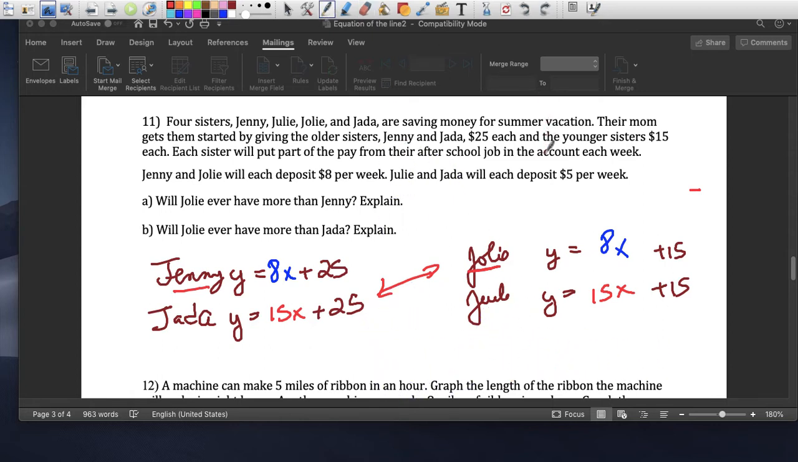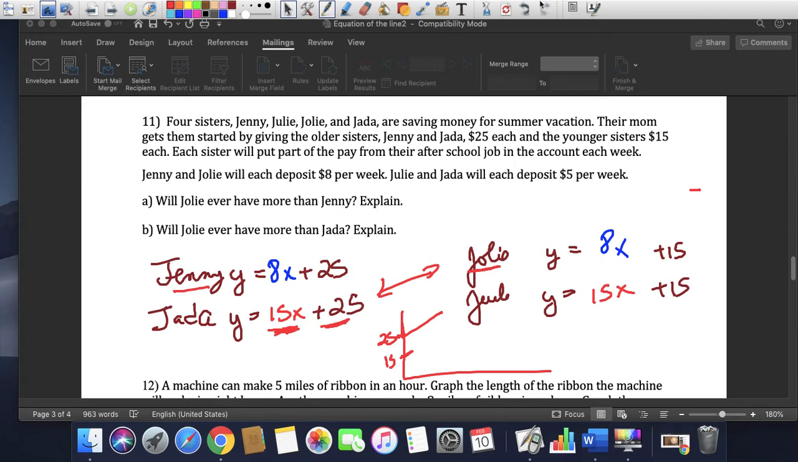I wonder if there's a different way of proving if Jolie will ever have more. The good thing is if we graphed this, Jada starts at 25, she would have a certain slope, right? And Jolie will start at 15. And I think the answer is no, because Jada has both the bigger y-intercept and the bigger slope here. She earns more every week. So the answer is still no. But it would be nice to show you on the graph. Okay, that's what I was trying to figure out. So the answer is no to both.